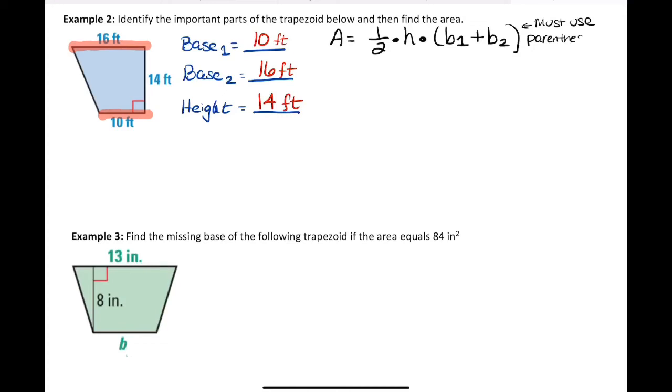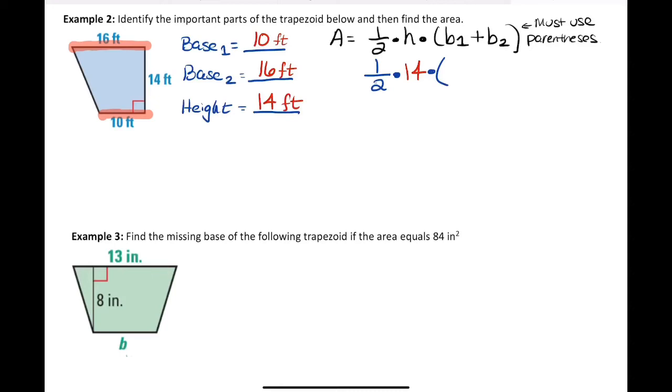So some people think, oh, I can just do it any way I want. But the parentheses in this case represent that we have to do that first, and that is very, very important, that we add those bases first before we do any multiplication. All right, so we're going to do 1/2 times h. Now the h is 14. The height we've determined is 14.